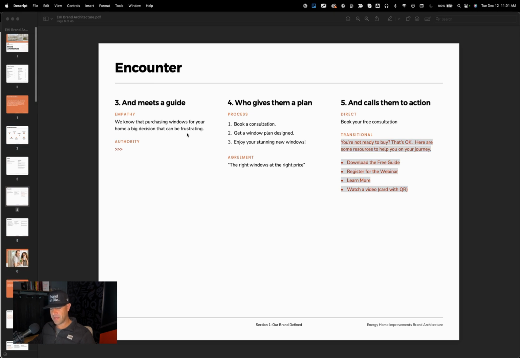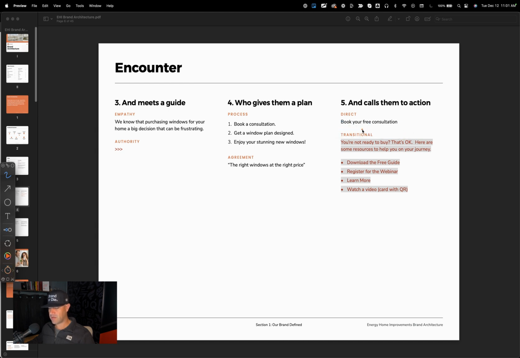And then they come and they meet a guide, right? And we show empathy. We know that purchasing windows for your home is a big decision. It can be very frustrating. There's a lot of things that come into play. And then we give them a plan. So we have a very simple 3-step plan, and we go from there. And so sometimes these sections will be a lot more fleshed out. It just kind of depends. But since we were starting from scratch, we kept everything relatively simple.